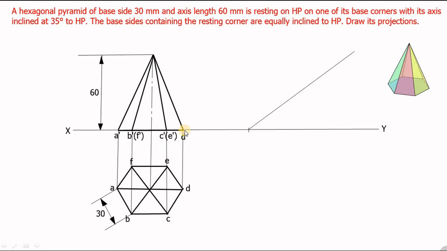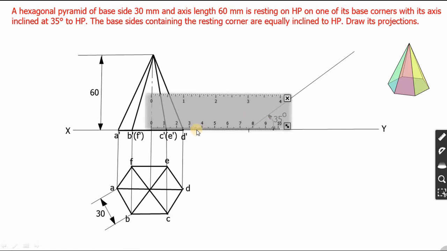Measure this distance either with a scale or a compass. This is the 35 degree inclined line that I have marked here. Take the scale and measure this distance. I have got 2.5, that is 25 mm. I have not drawn in the actual dimension, so if you draw with the actual dimension, you will get different dimensions. Whatever you get, you can measure that and proceed accordingly. Here I have got 25 mm.